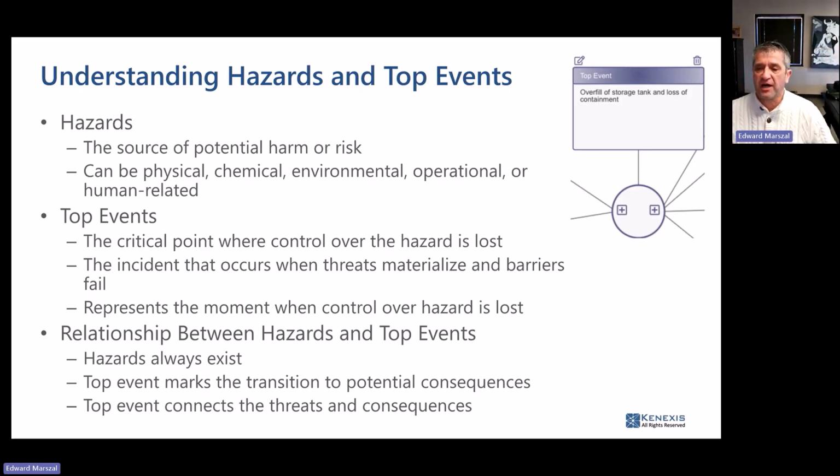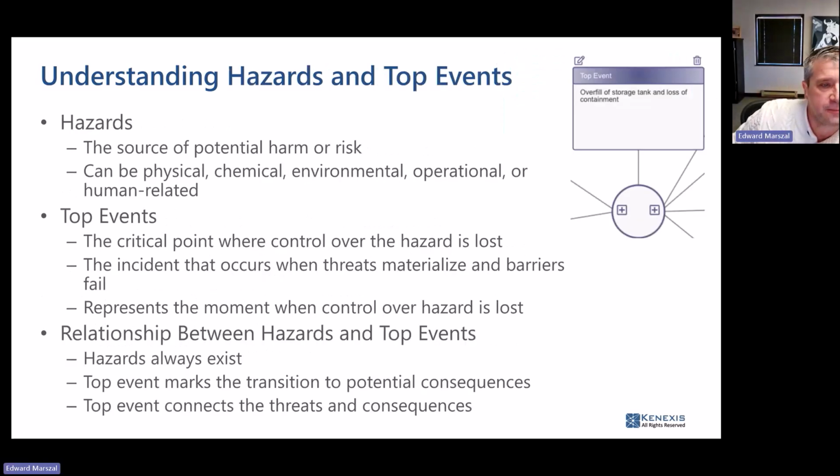Okay. So let's just start out with some beginning terminology. Hazards. A hazard is what we're trying to prevent. It's the source of potential harm or risk. It can be physical, chemical, environmental, operational, depending on what your paradigm is. So the hazard is the potential source of harm, where the top event is the point in time where you actually lose control over the hazard and expose that hazard to the assets, to people, to the environment, to your neighbors.